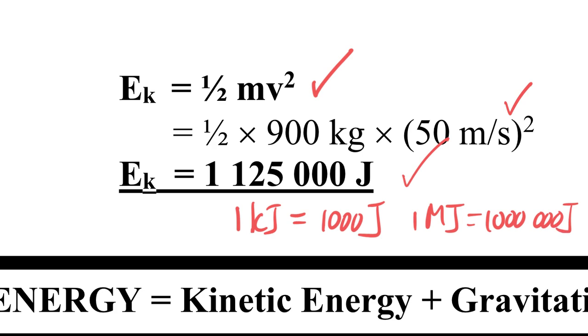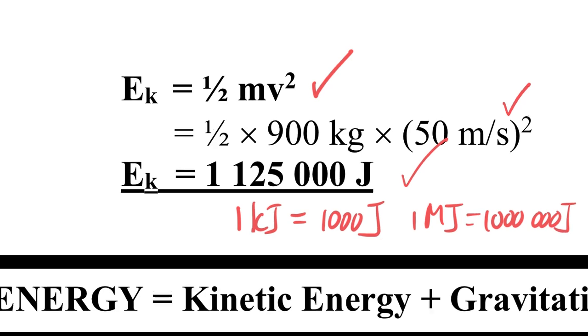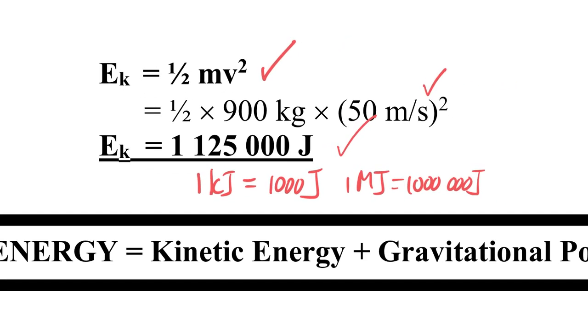Now remember, 1 kilojoule is 1,000 joules, and 1 megajoule is 1 million joules. So if we wanted to describe it in terms of megajoules, we could do that. We would divide by a million and we get 1.125 megajoules.